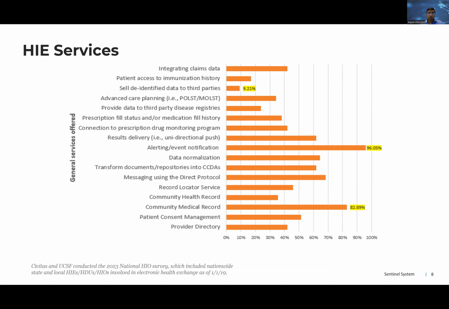and shows where HIEs have indicated the kinds of services they are providing, and most of them are providing alerts and notifications across these systems. But then, as you also see, there are others that are providing prescription orders and fill status for medications, as well as almost 40% that integrate some claims data with their EHR data as well. There are other interesting details here as well, which some HIEs do, and there's more information that is available on this slide. Next.